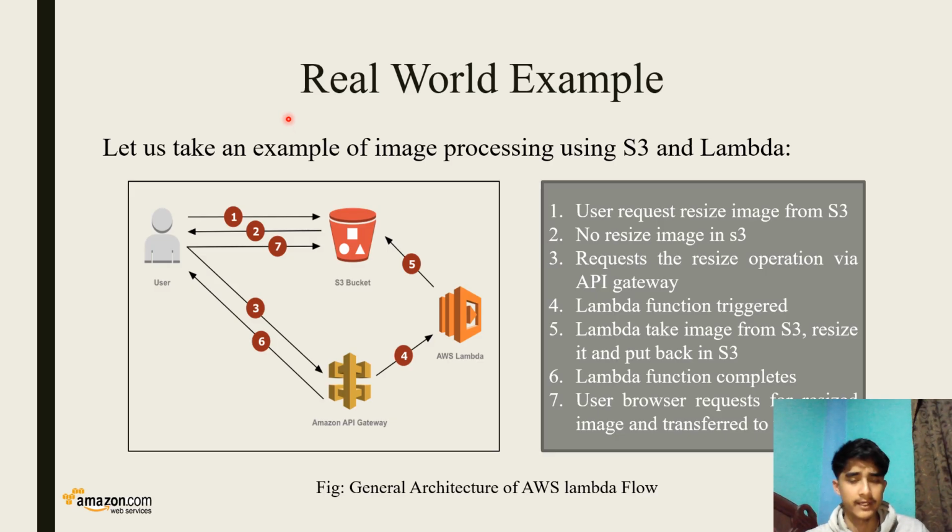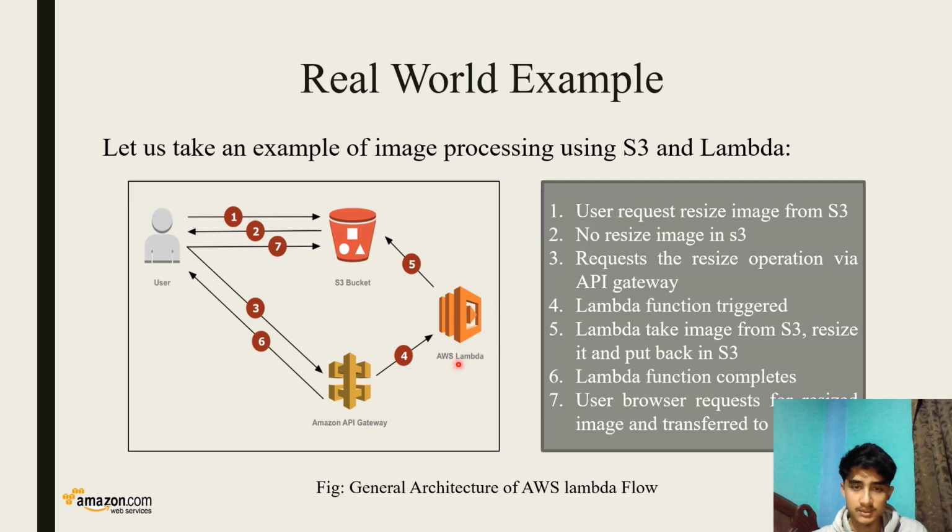Now let us look at a real-world example of how Lambda works with an S3 bucket and API Gateway to create an image processing system. Imagine a user asks for a resized image from an S3 bucket. An S3 bucket is a secure place where images are stored. If the resized image is not available in the S3 bucket, it temporarily redirects the request to API Gateway. API Gateway acts as an entry point for the resize operation. It triggers the Lambda function.